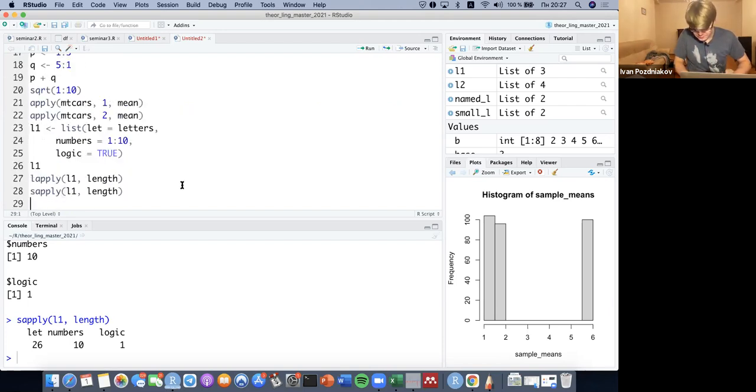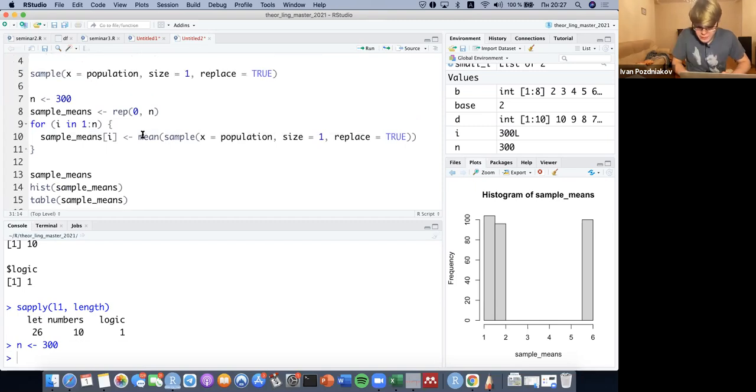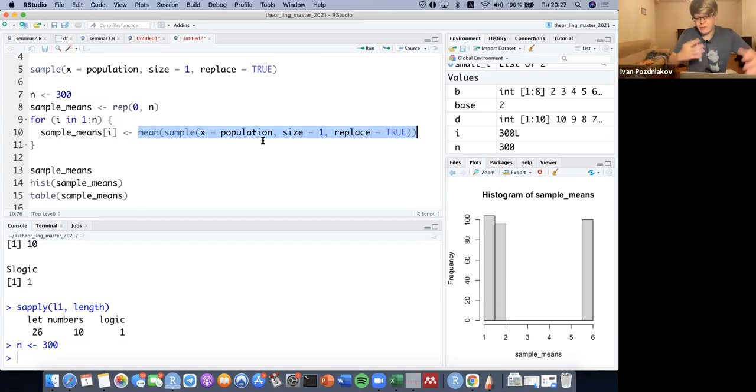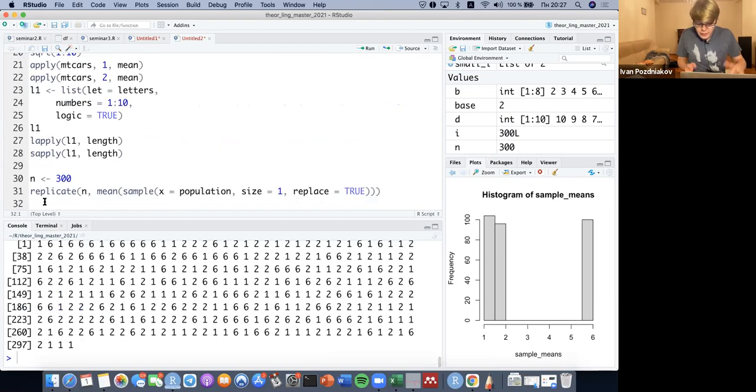We have this n that is equal to 300, okay? And then you can just write this function here inside without any creation of sample means in advance, then iterating with for loops and so on, because I'm not sure that I remember the syntax for loops actually. But this replicate is very simple. You just write this line and then you get this result, right? You get a sample from the population.